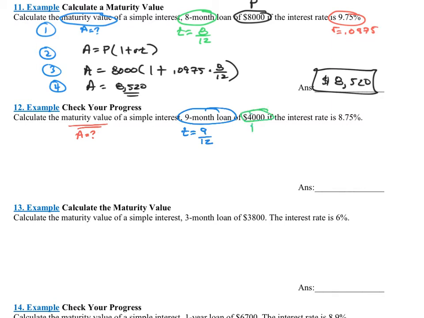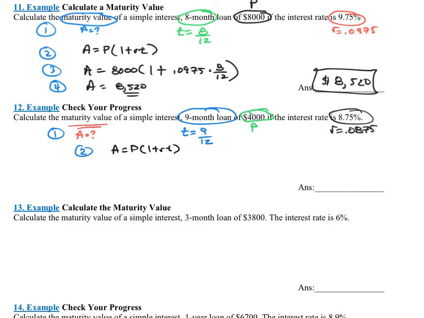Gives me my initial amount. That $4,000 is P. The initial loan amount. I know it's a loan because it's maturity value. And then I also have what R here is, 0.0875. 8.75% annual, written as a decimal. That's step 1. I identified my variables. Step 2, I'm going to write out that formula. A equals P times 1 plus RT.